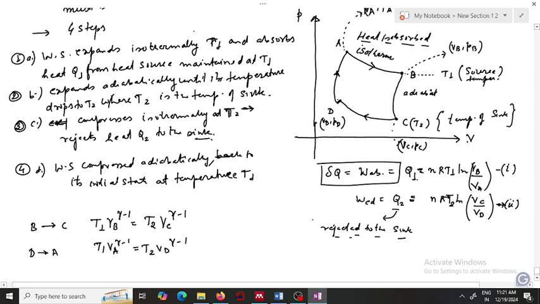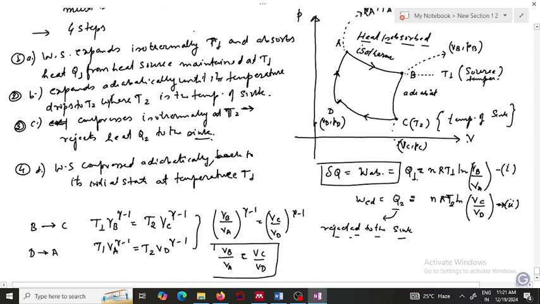So if I want to see the ratio of VB to VA, I can do it here. I will simply divide. So I simply get (VB divided by VA) raised to power gamma minus 1 equals (VC divided by VD) raised to power gamma minus 1, and simply I can write that VB by VA equals VC upon VD. I hope it is clear. Since heat is rejected to the sink, it will be written negative.